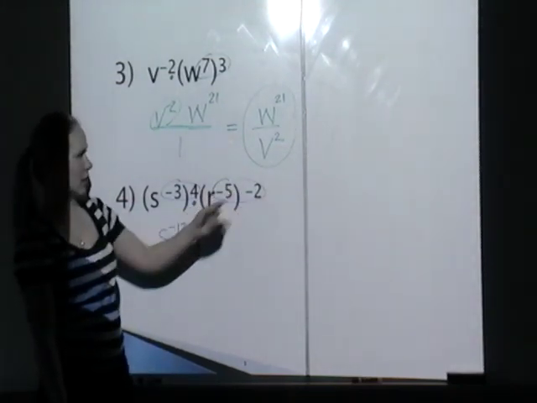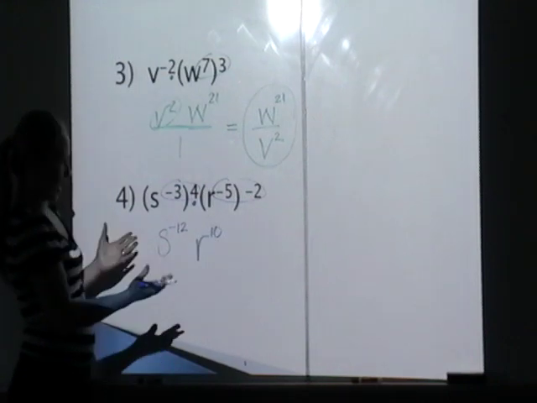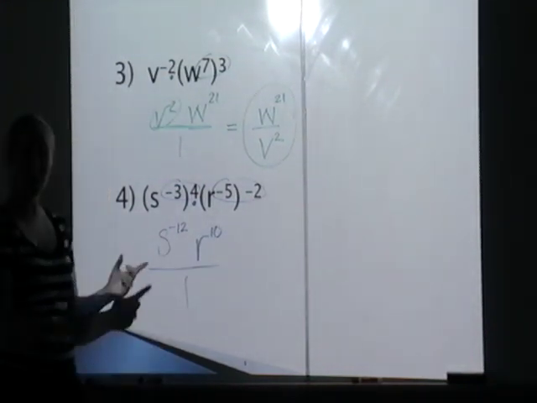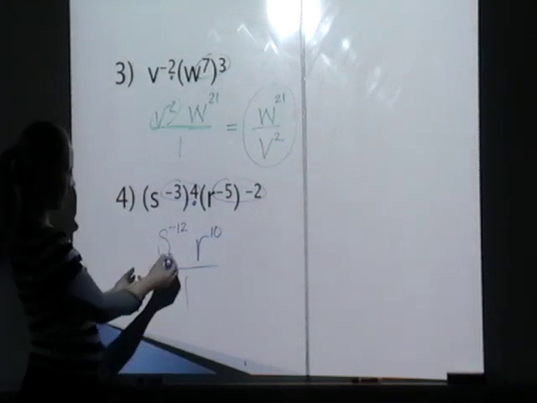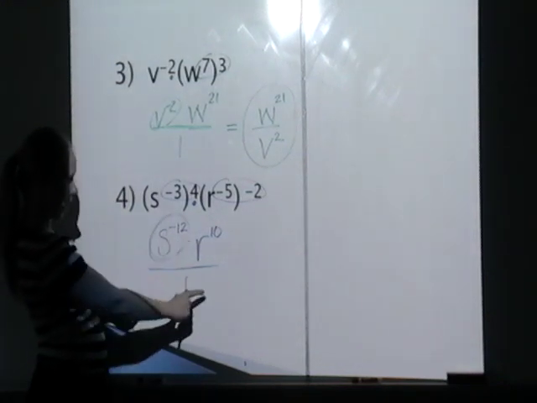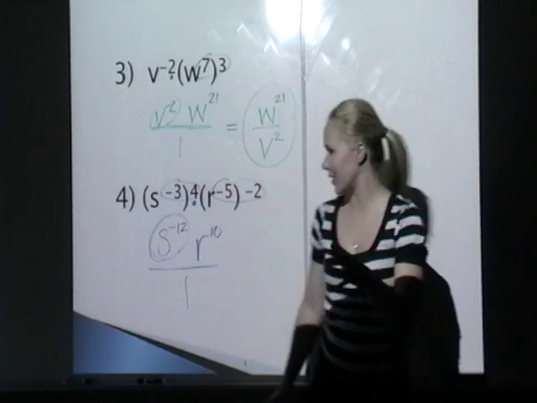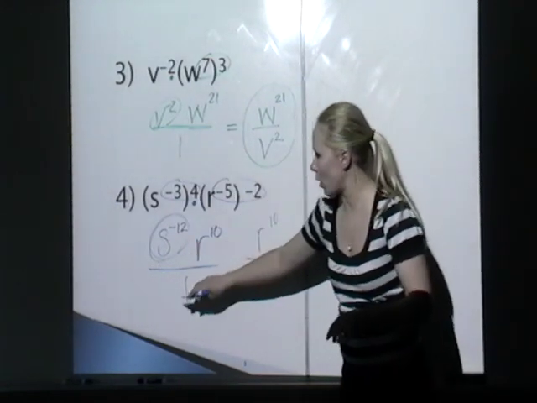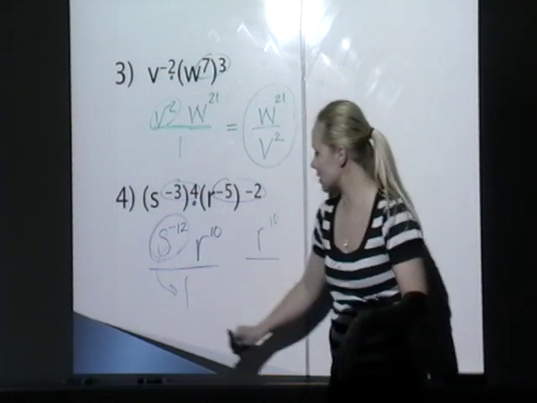So I have r, and negative 5 times negative 2 is positive 10. Okay, so this is what I have now. Now, if I write this all as a fraction over 1, who's got to move downstairs? Well, this one right here, negative exponent. Let's move that downstairs. The r to the 10th gets to stay where it is because it has a positive exponent. And s to the negative 12th, we're going to move that guy downstairs.